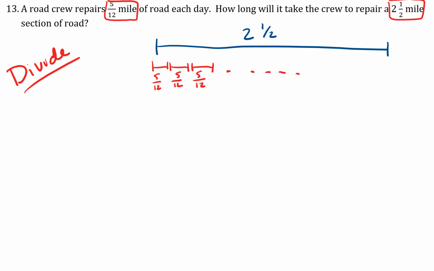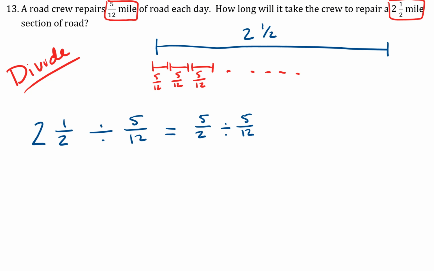Okay, so now that we know what to do, we want to divide the 2.5 miles and split it up into smaller pieces that are 5/12 of a mile. So we want to do 2.5 divided by 5/12. Now, anytime we're doing a mathematical operation with a mixed number, generally you always want to convert that mixed number to a fraction. So 2 times 2 is 4 plus 1 is 5. So that mixed number 2.5 would be 5/2.